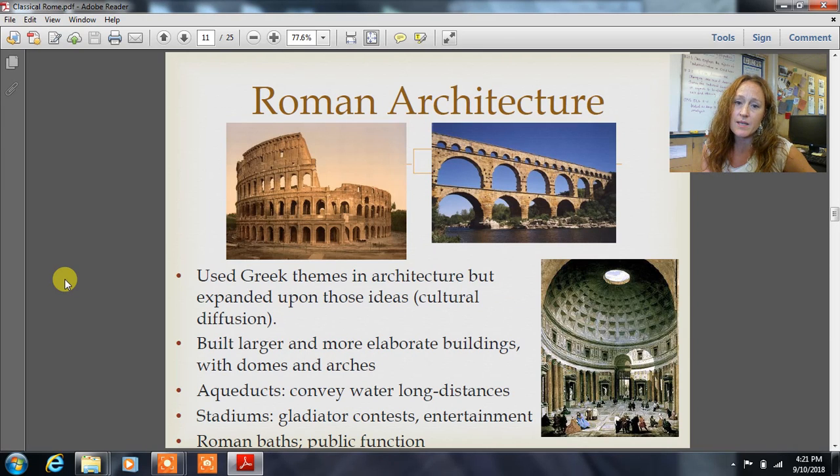They used Greek themes in architecture, but expanded upon those ideas. So this is what's known as cultural diffusion. Roman architecture looks very Greek, but they did implement some of their more Roman style to it. They built larger and more elaborate buildings than the Greeks. They also had more resources to do so, with large domes and arches.